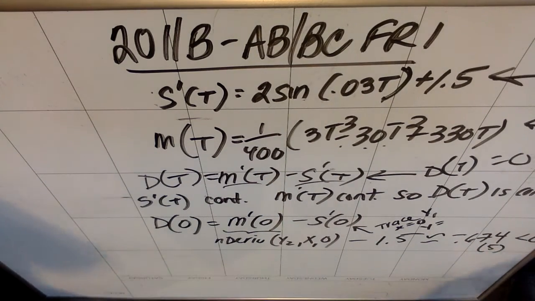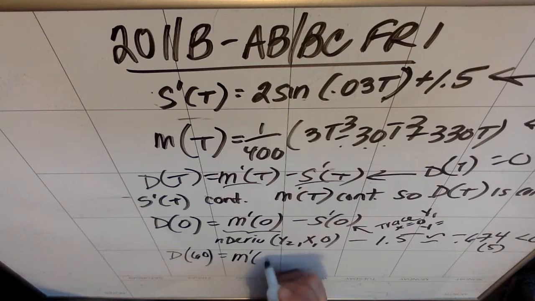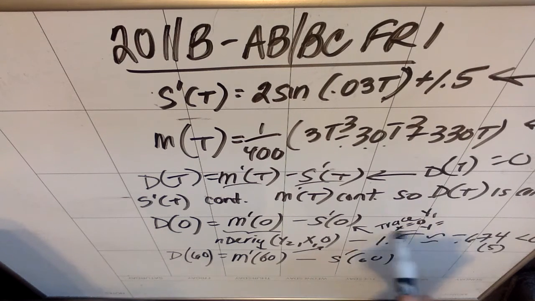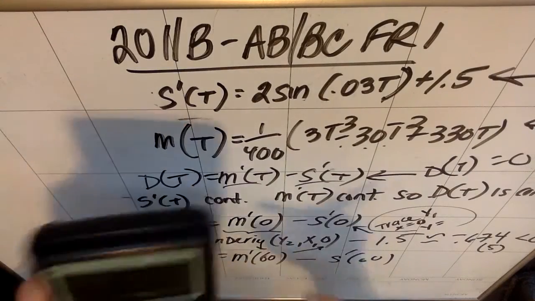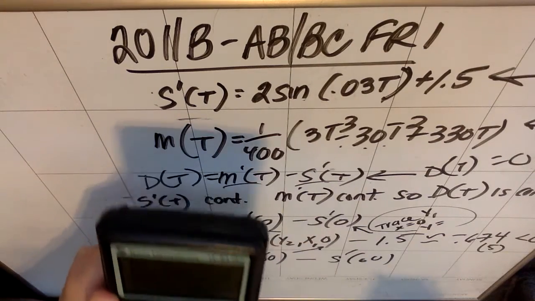So what I'm looking to show is that when I find d of 60, it's above 0, and because this stuff's continuous, if I start below 0 and end above 0, I must have crossed 0. So d of 60 is going to be m prime of 60, which is going to be this same step but with a 60 instead of a 0, minus s prime of 60, which is I'm still going to do this trace thing, right, to find the y value, but now it'll be a little bit harder.